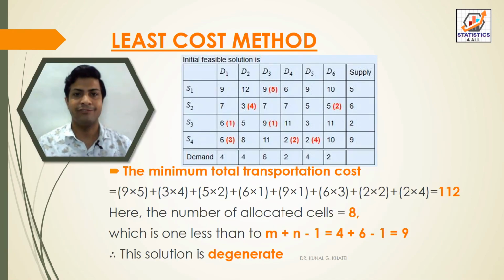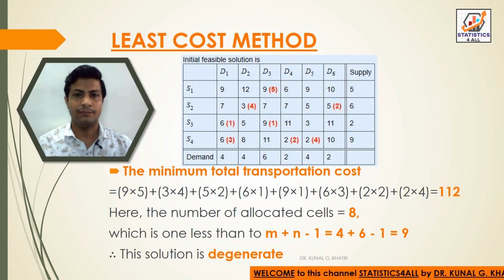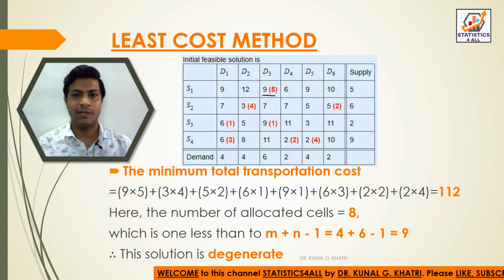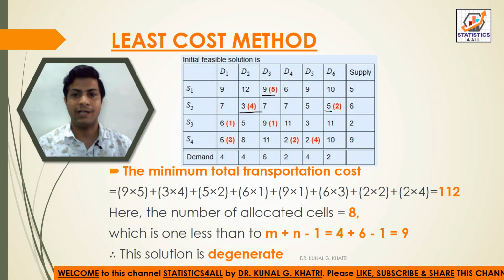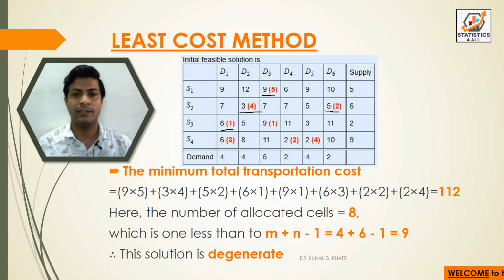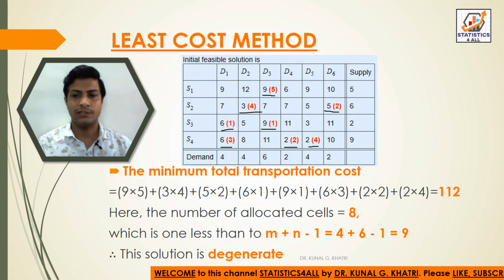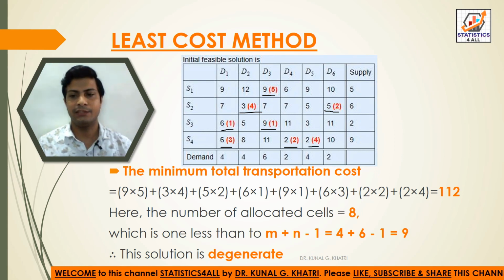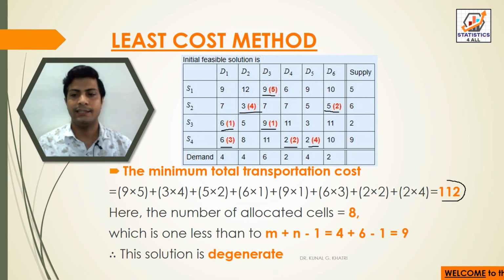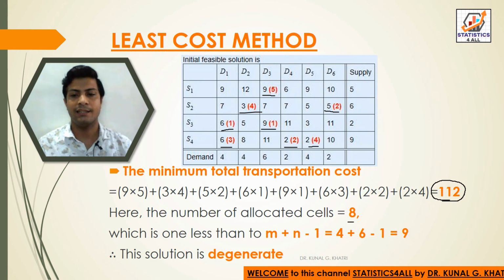Now the initial feasible solution is here. Now the minimum total transportation cost is given here from this table matrix: 9 into 5, 3 into 4, 5 into 2, 6 into 1, 9 into 1, 6 into 3, 2 into 2, 2 into 4. So here by multiplying this and adding this, we get total value 112.